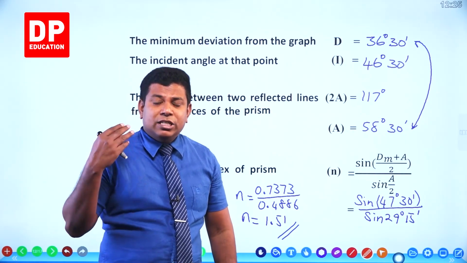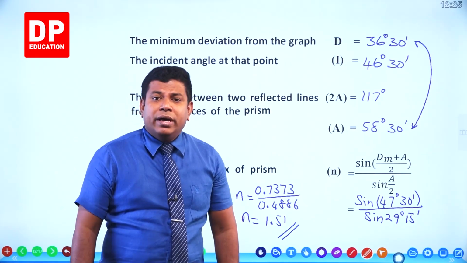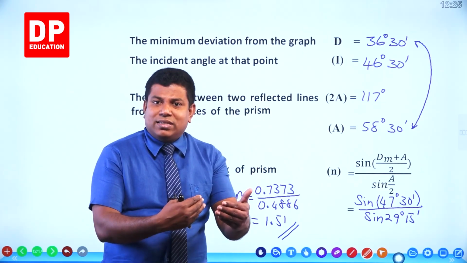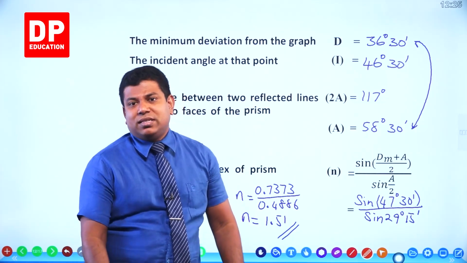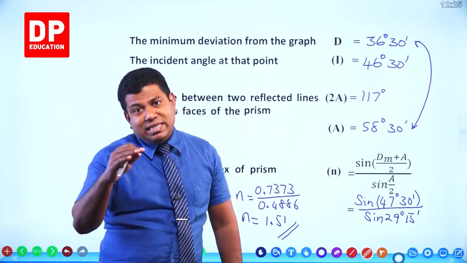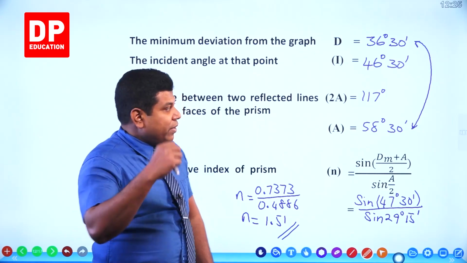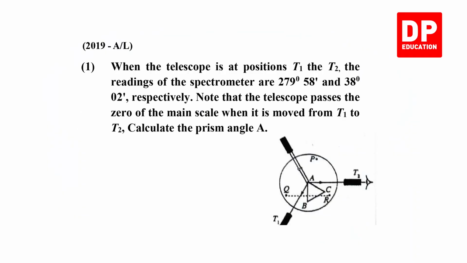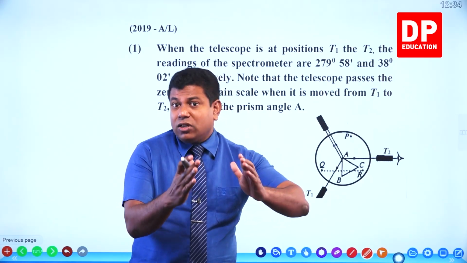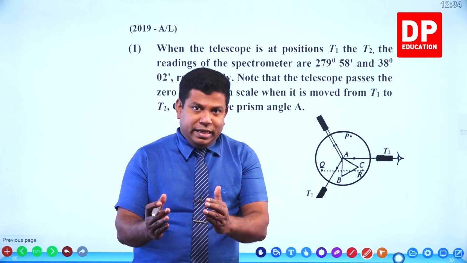That means in the GCE Advanced Level exam, in the structured essay section, we get questions from practicals, and from light we get a question every year. We will see what question has come from this particular experiment. From this experiment, in 2019 there was a question, part of which was from this experiment.